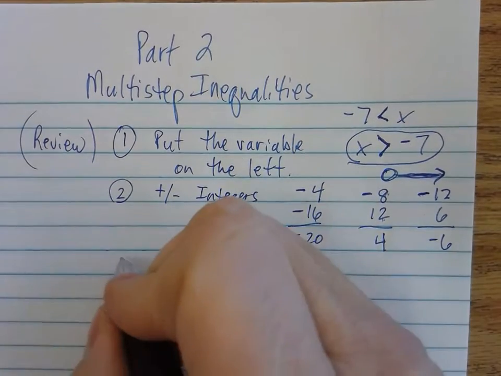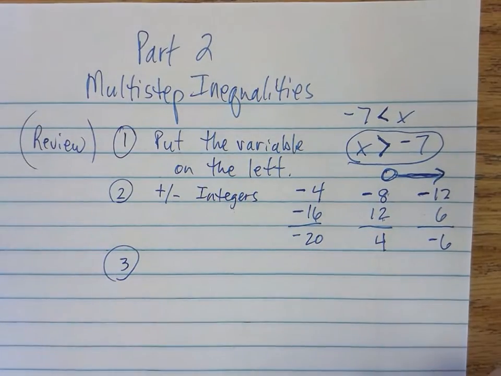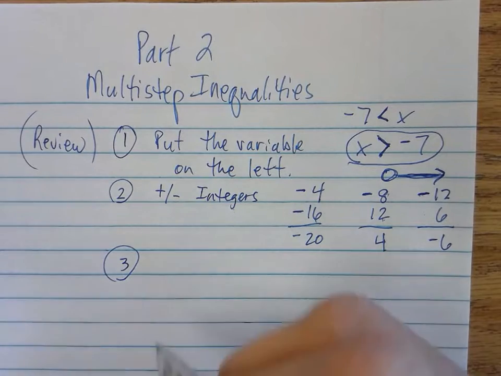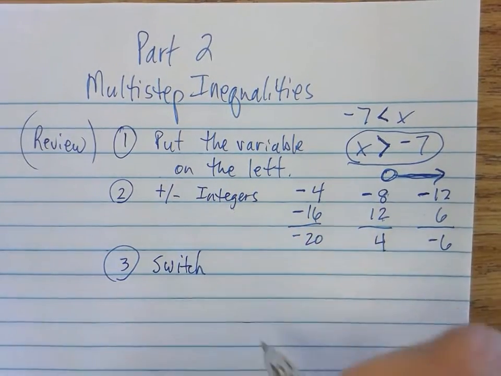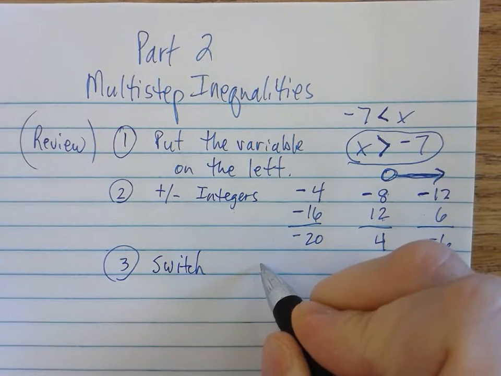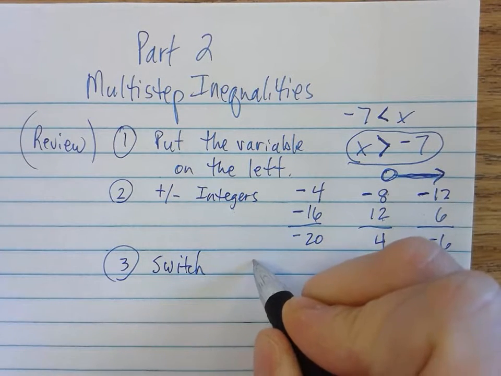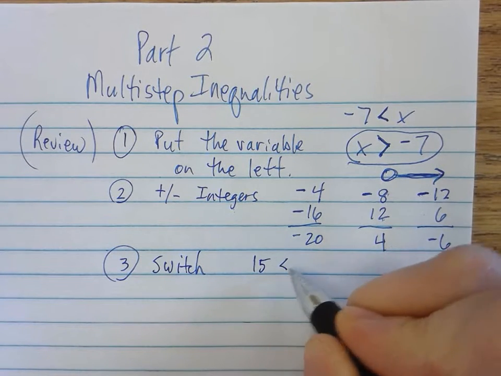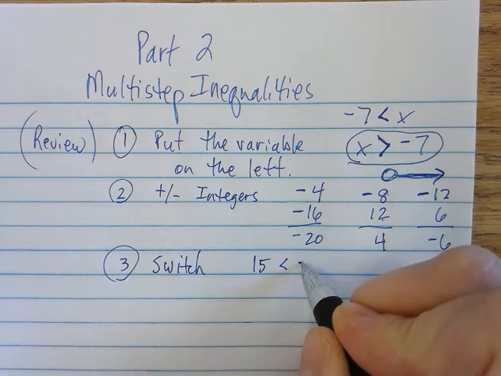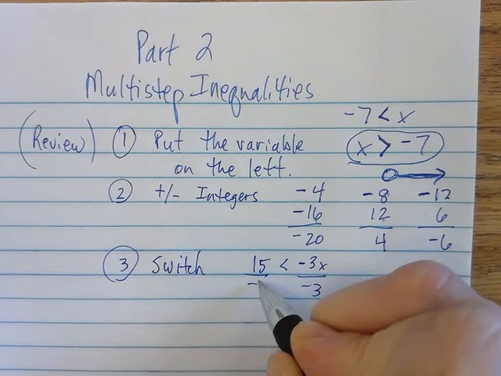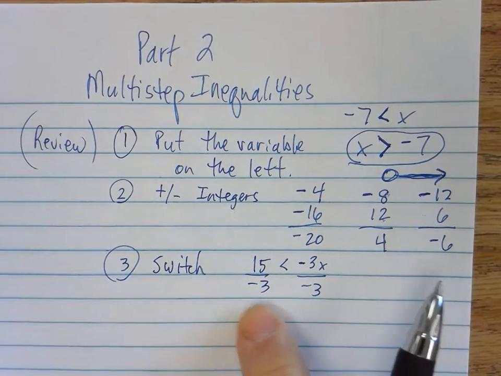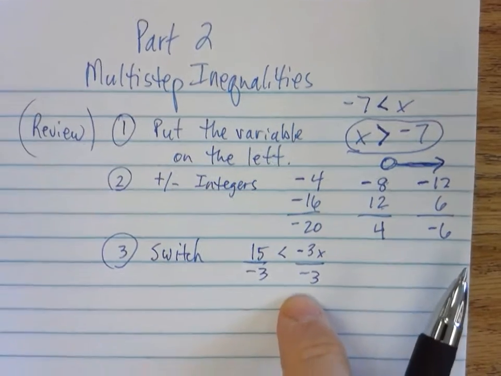Alright, and the third thing I want to review with you is when to switch or not to switch, okay? So I'll show you. If you've got, let's say, 15 is less than negative 3x, and you divide by negative 3 on both sides, that's when you want to switch, okay? So you would switch it on that one.